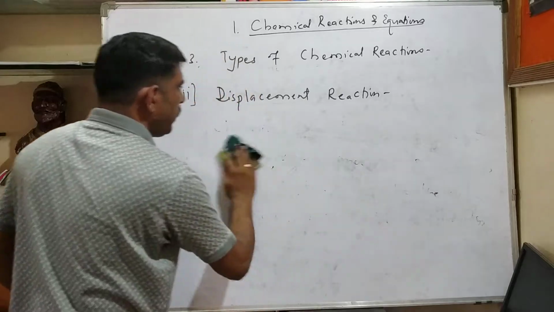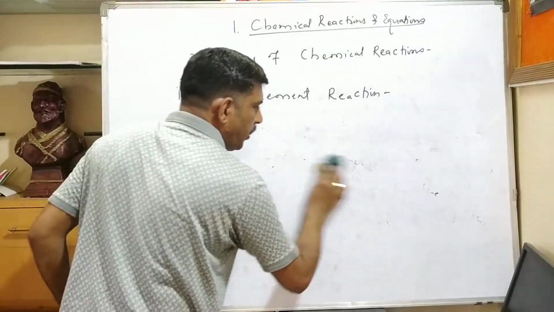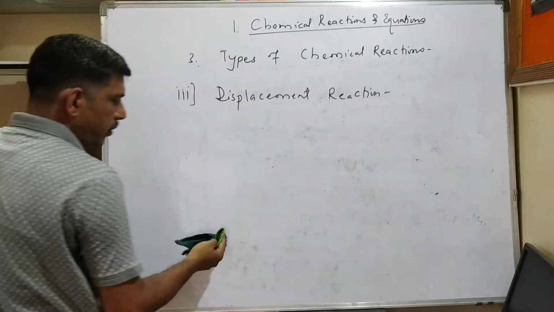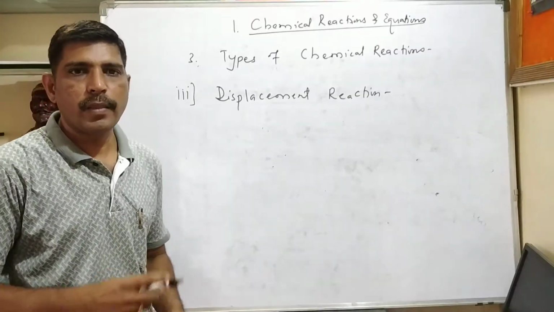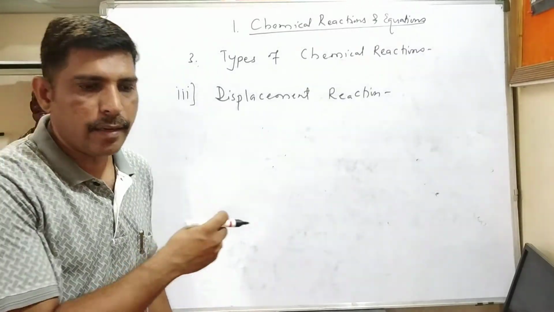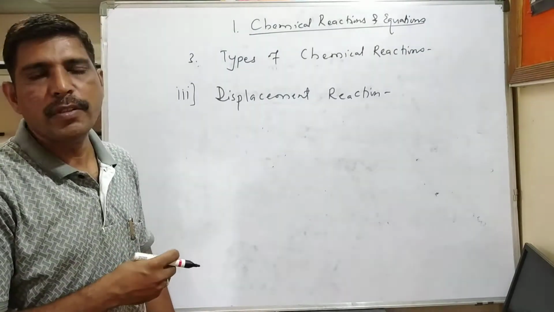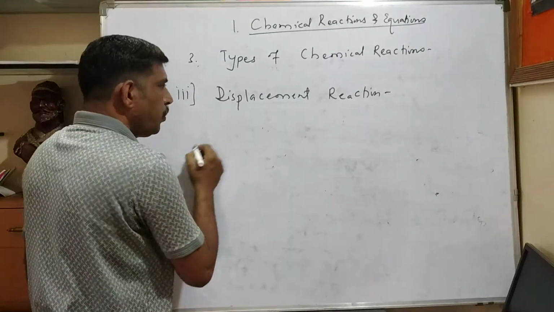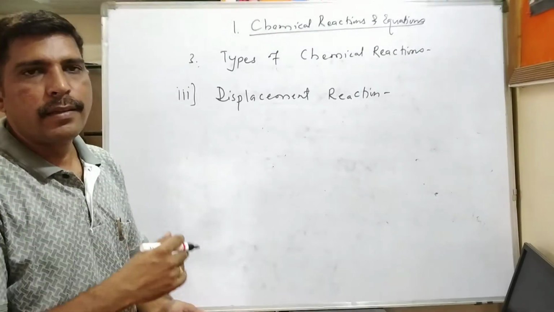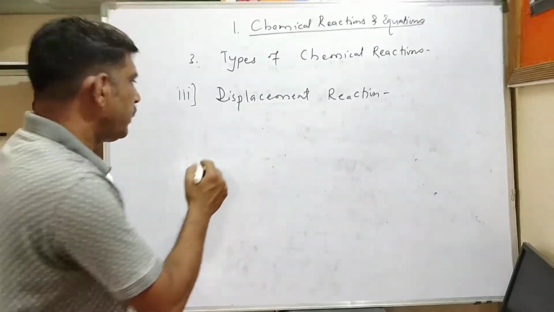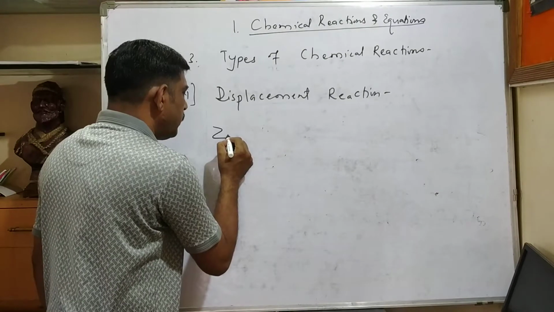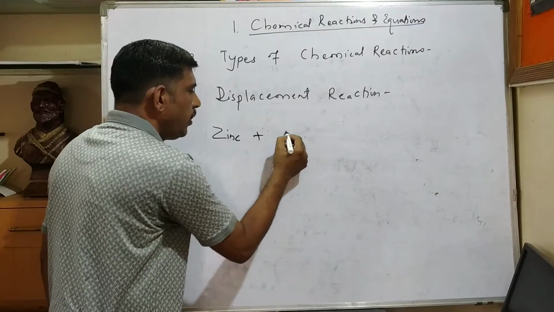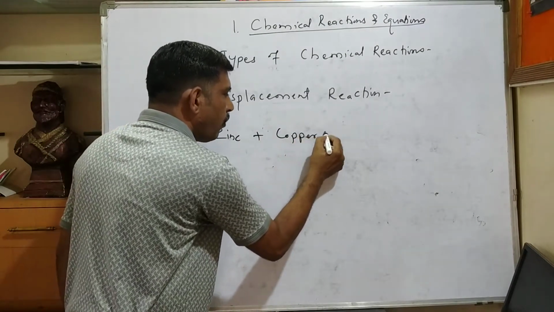If you take the displacement reaction, we have to observe the nature of the element present in that compound, or the element which is present in an isolated state. For example, suppose I want to treat zinc metal with copper sulfate.